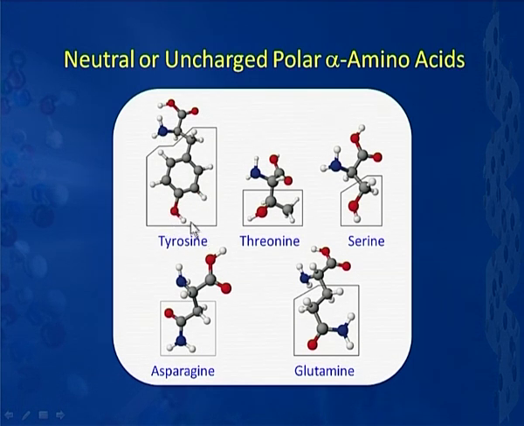So, this is phenolic group OH, threonine, this is my OH again, serine also there is OH, and so forth. So, we find that in these amino acids the side chains are not charged, but they have some kind of small polarity because of the functionalities available in those side chains.